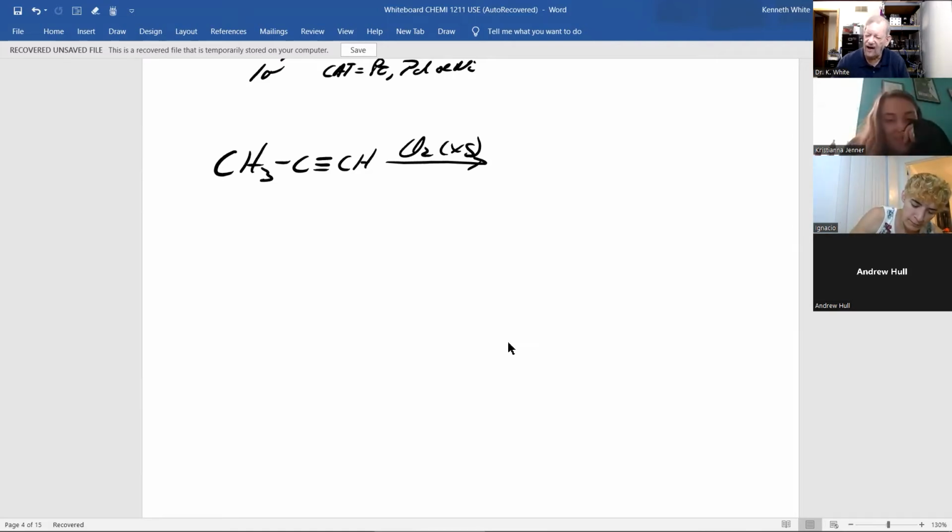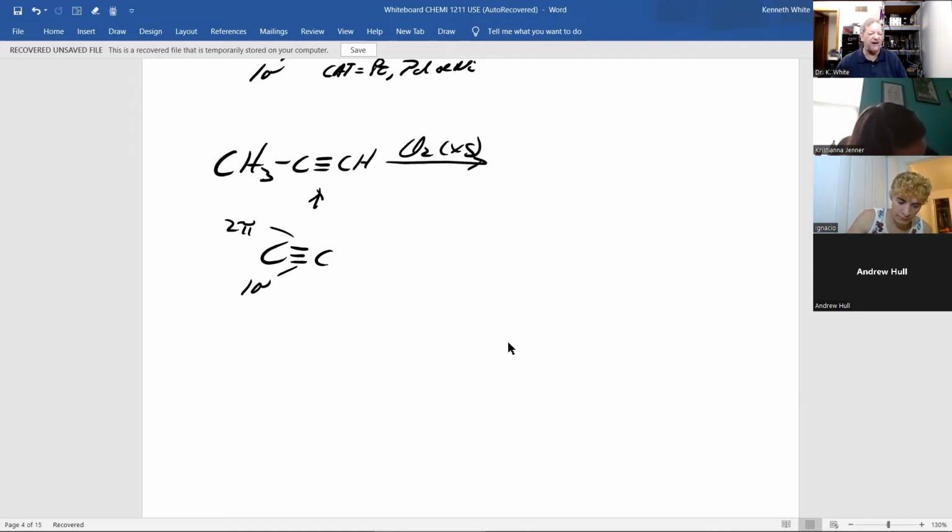All right, I'll do this one, then you know I'm going to share. The question is, give the organic product or products for the following reaction. 3 points each. What do we have that's different? What's not carbon? What's not hydrogen? What's not a carbon-carbon single bond? A triple bond. Remember, that's 2 pi bonds and 1 sigma bond.